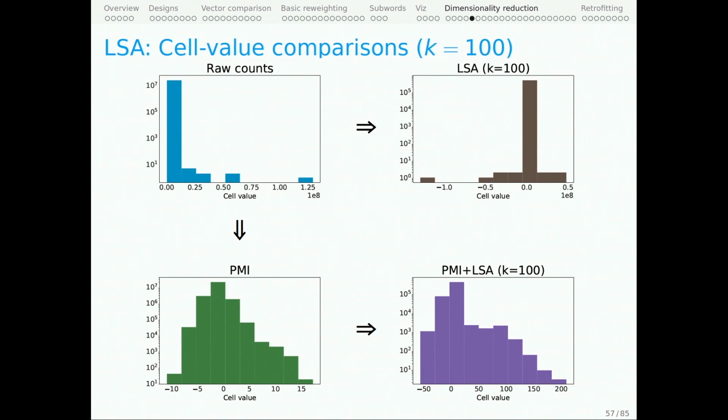Cell value comparisons, right? I'm pitching this as a way of understanding what happened to the space at a high level. Here are the raw counts. If I just apply LSA directly, I get this funny distribution here. And I think that's because LSA, as a fundamentally least squares method, is not so well matched to the Zipfian distribution of counts coming in over here. So if I first reweight it by PMI, which I showed you has this nice normal distribution, then the resulting values for LSA also have a similar distribution over here. They're slightly differently scaled, and they're different values, but it's more tractable looking.